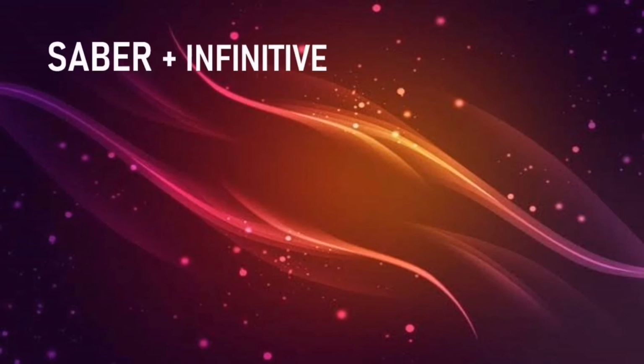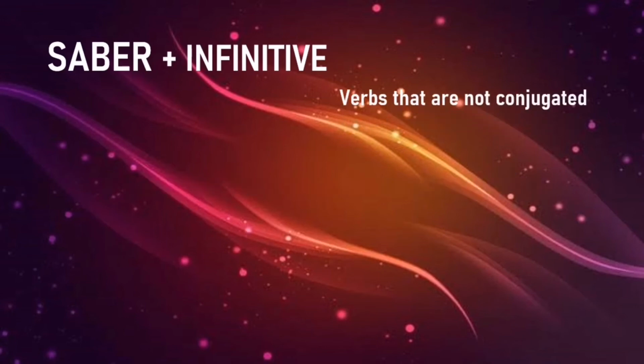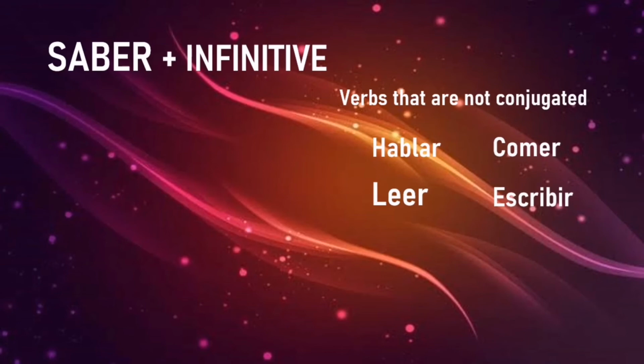And for the last one, let's talk about saber plus infinitive. Saber plus infinitive means to know how to do something. Infinitives are verbs that are not conjugated. That's hablar, leer, comer, escribir, and a lot more verbs that are not conjugated. When we use saber plus infinitive, always remember that we don't need to add como. Como means how in English, because saber plus infinitive already expresses the meaning of how to do something.